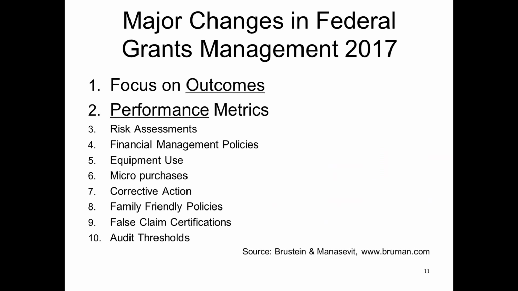Here's some more background and context. I was at a recent meeting talking about the major changes in federal grants management upcoming, here now in 2017. So it was me that highlighted number 1 and 2. There's a focus on outcomes. Number 2, performance metrics. Man, are they talking our language? Sure, there's other things like micro purchases. Who cares about those things? No, I'm joking about that. Our focus today is on number 1 and number 2.